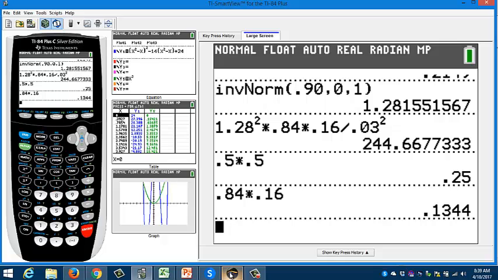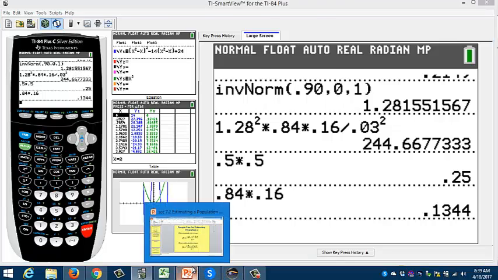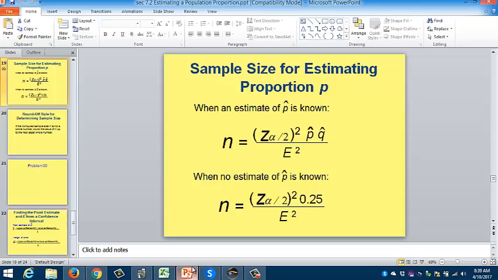So, your formula sheet is funny. They actually give you extra formulas. See that one at the bottom? Look what they wrote. They just replaced the p hat q hat with a 0.25. Why'd they do that? Because if you don't know what p hat and q hat are, you're going to assume they're both 50%. That's like the worst case scenario. Anything else, you're going to get a smaller sample size.